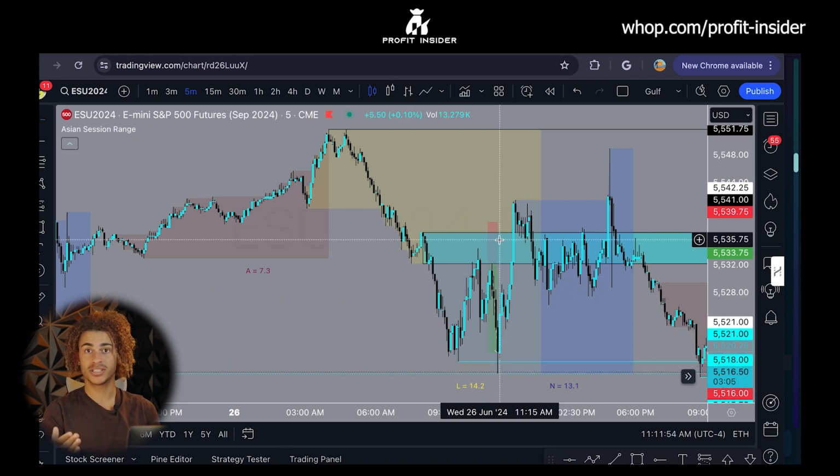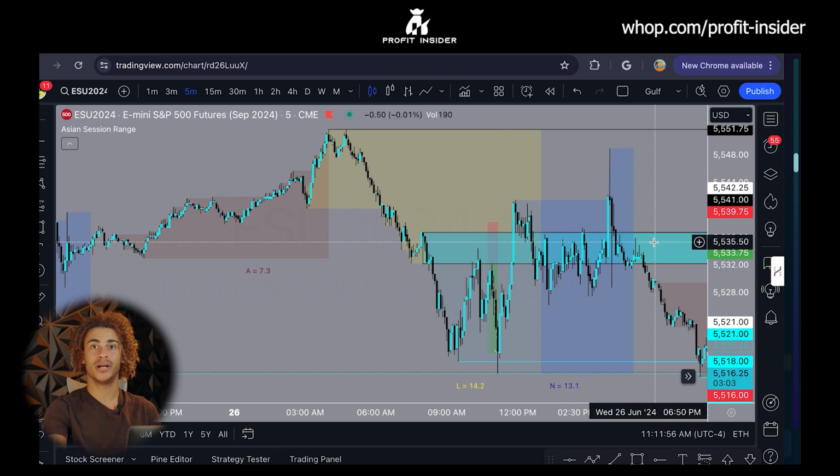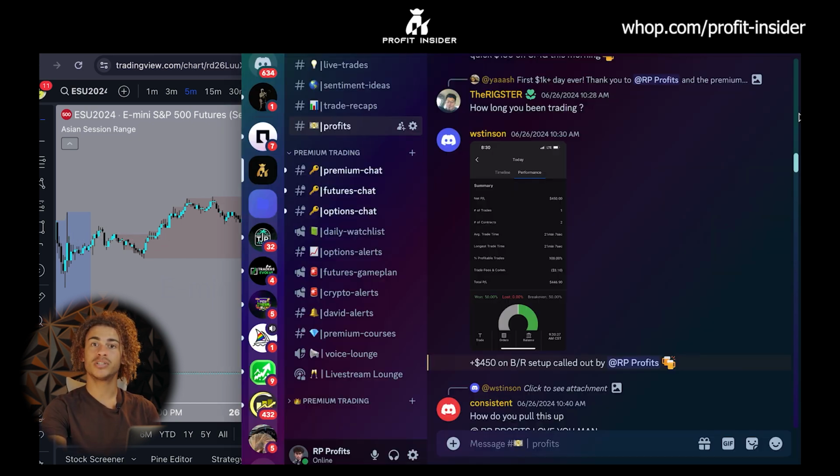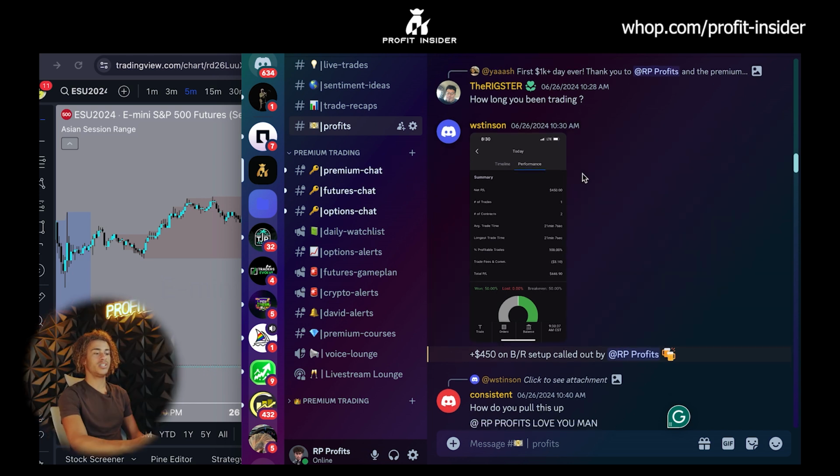Now, the best part of these trades is that I was not the only one who made money. Yes, I made money on these trades, but so did the Discord. So if you go right here, you can see that Winston made $450 on that exact break and retest setup that I called out on the 26th. So I called this setup out on the live stream.